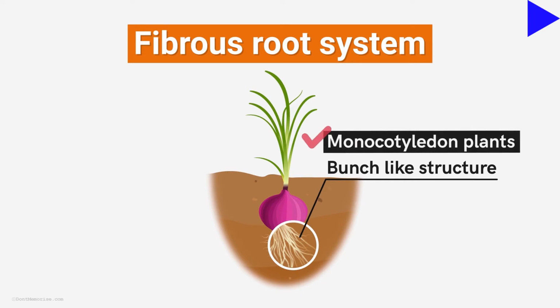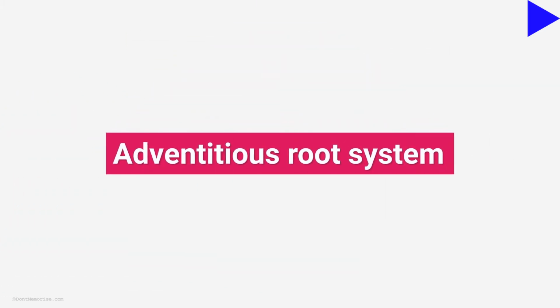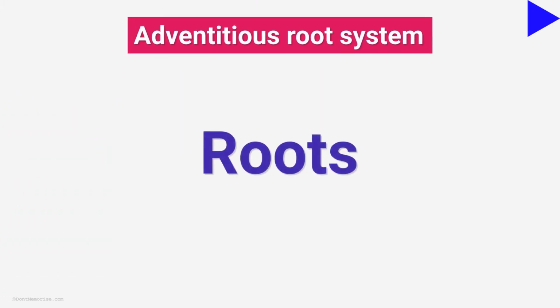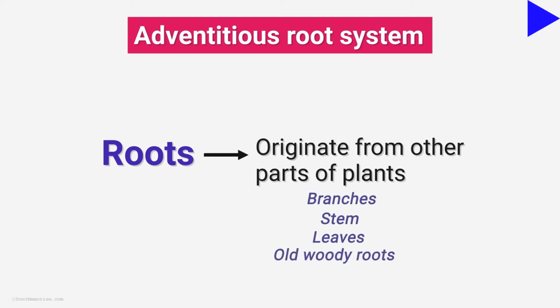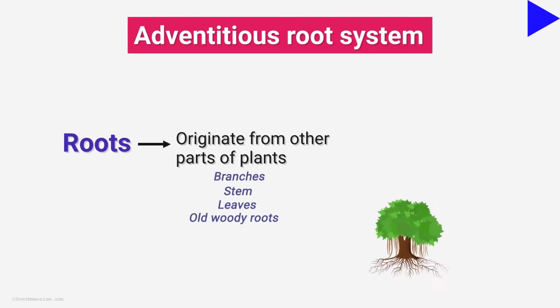Now comes the last type from our list. That is the adventitious root system. This type deals with the roots that unusually originate from the other parts of the plants, like the branches, stem, leaves, or even some old woody roots at times. Have you ever seen a huge banyan tree?